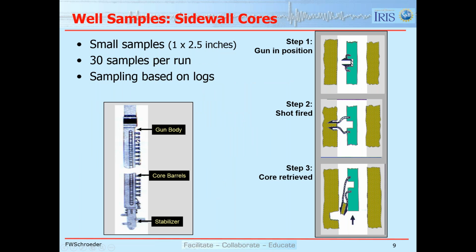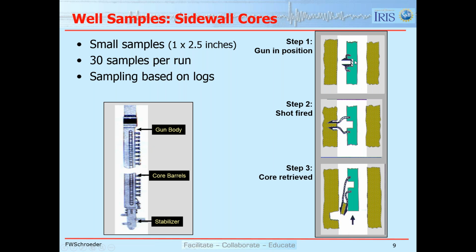We can also get what are called sidewall cores. They're small samples, about 1 by 2.5 inches. The diagram shows a tool that has about 30 of these little plugs. They are fired into the formation and capture a little bit of a sample. So on the right is a diagram showing the steps.